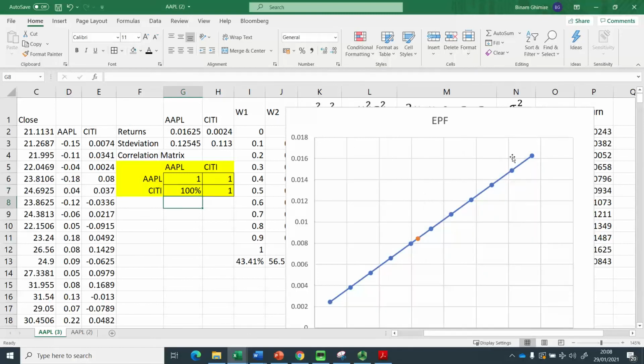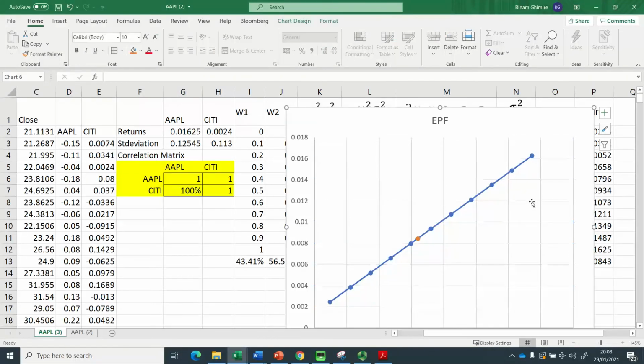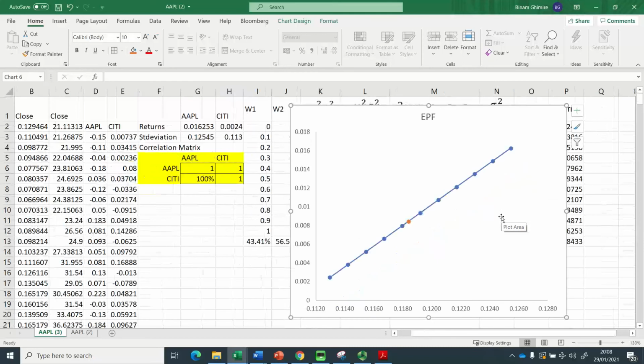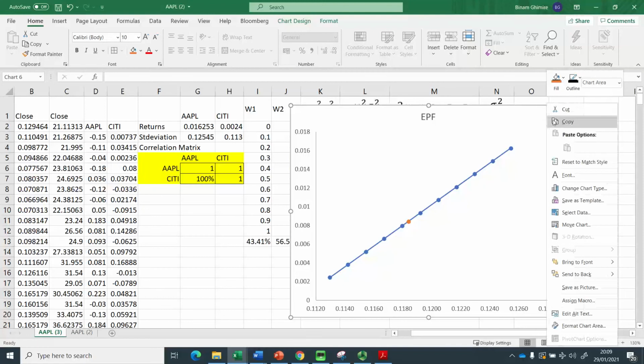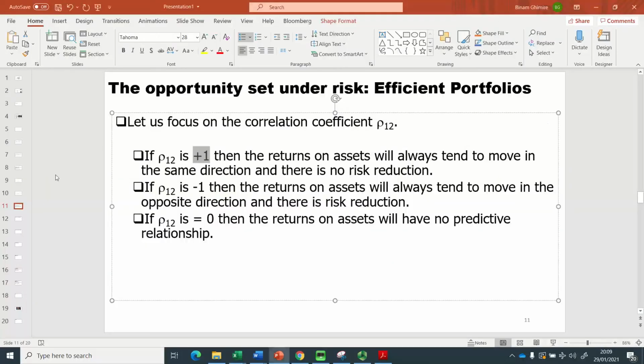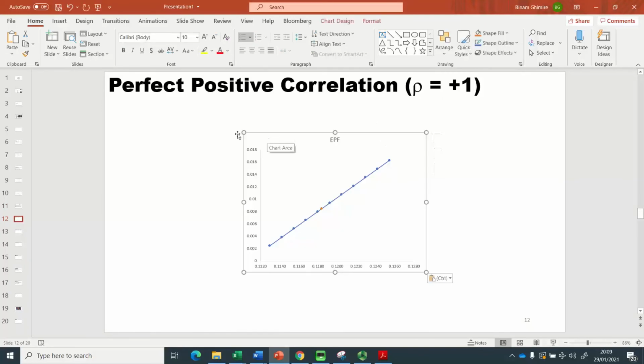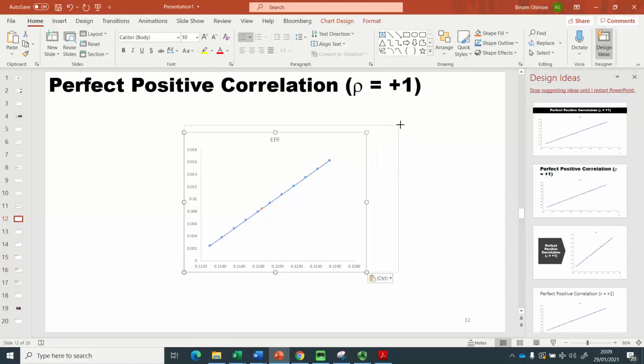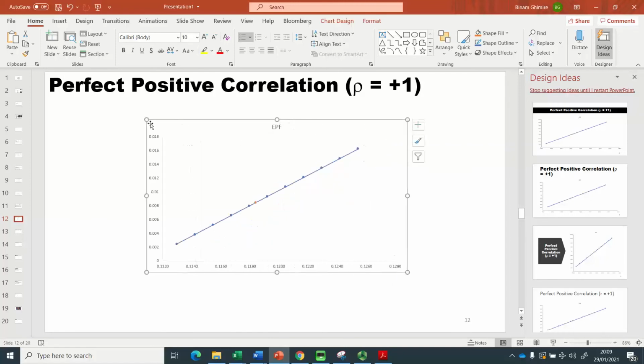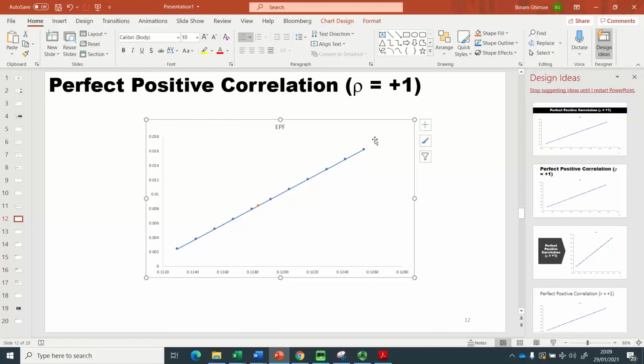So when we change it to 100% or +1, then we saw that the efficient frontier line is not a curve but a straight line. So that's something we can capture and paste in the slide to indicate what happens when there is perfect positive correlation. The line will be of this shape. So here you are indicating that there is 100% investment here and 100% here.